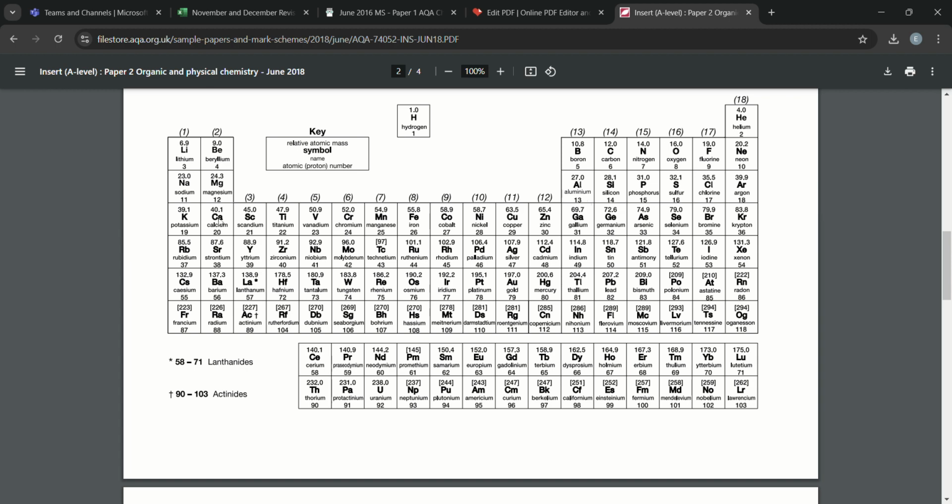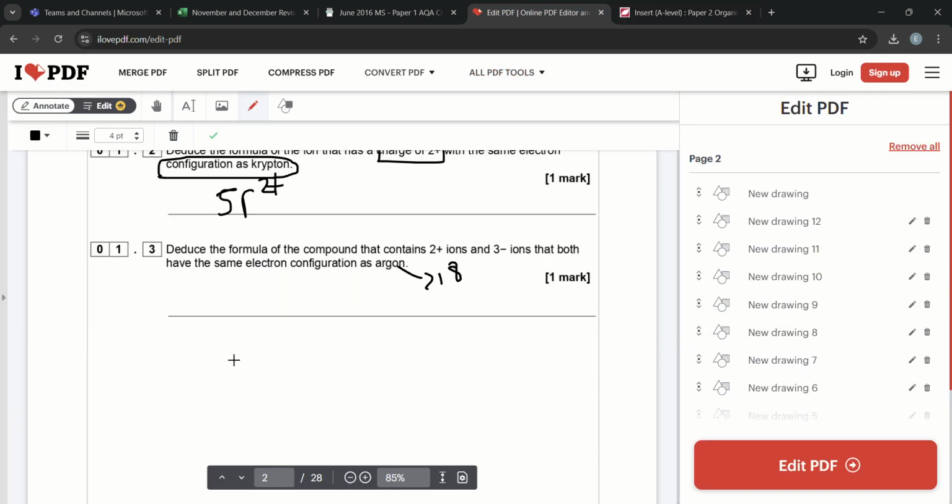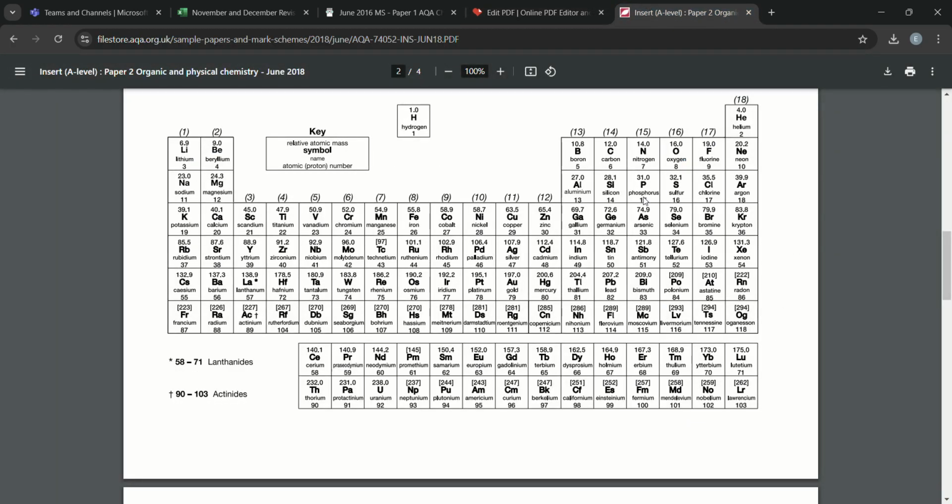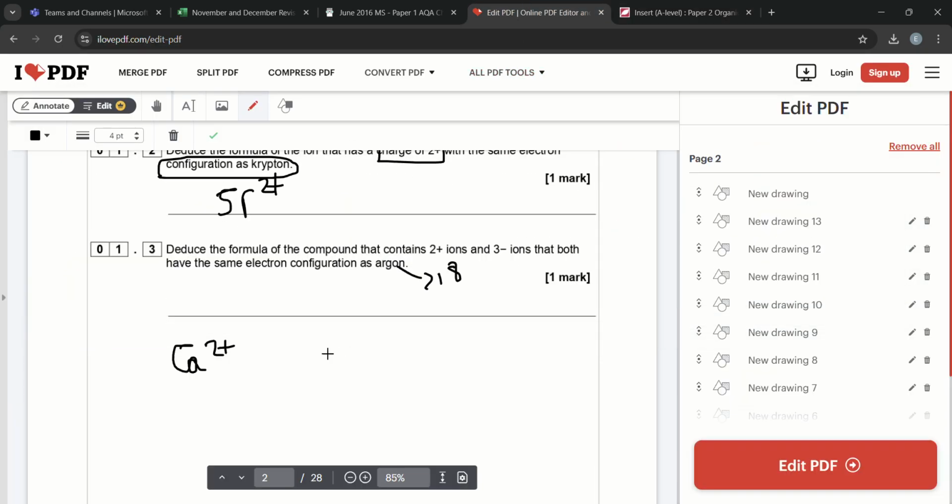So the one that has 20 electrons is calcium. We're going to subtract 2, so it's going to be Ca2+. That's going to be the ion. And we need the one with the 3- ion. Well, it's going to have to be 15 electrons, because if it's 3-, we're going to add 3 electrons. So it's got to have 15 electrons to get to 18 electrons. So it's going to be phosphorus with 15 electrons. Phosphorus, and that's obviously 3-.